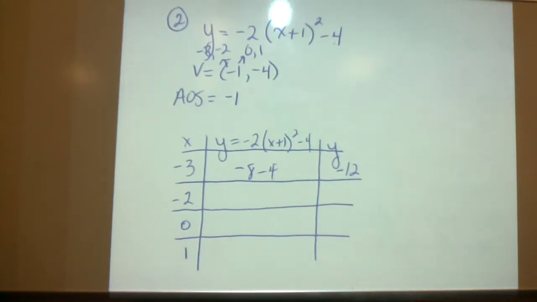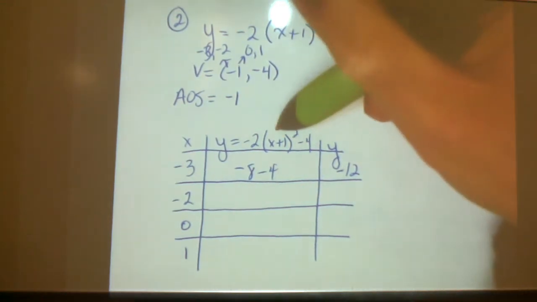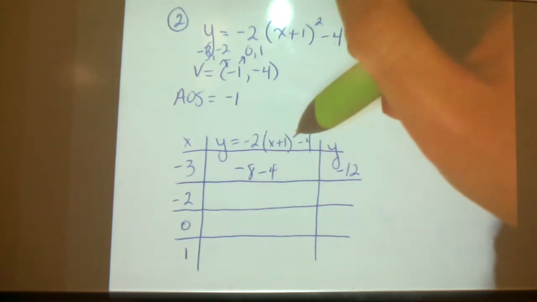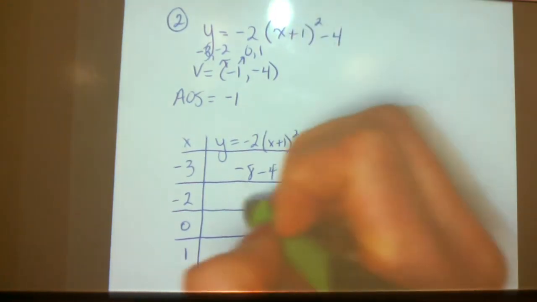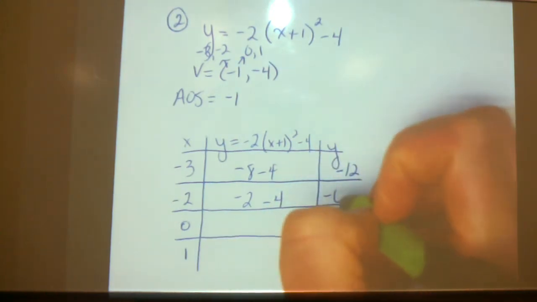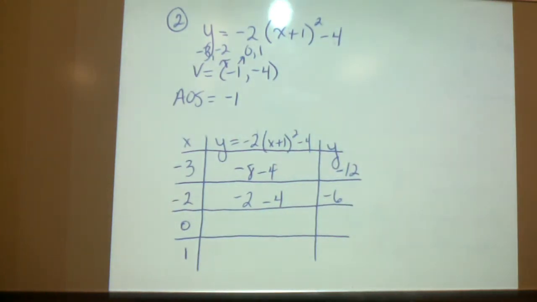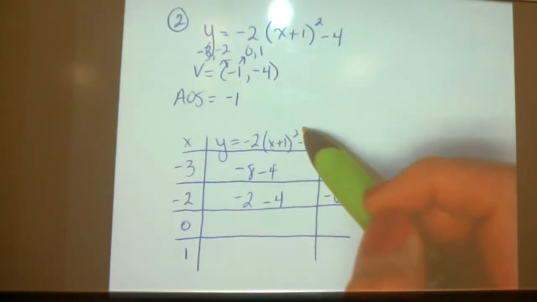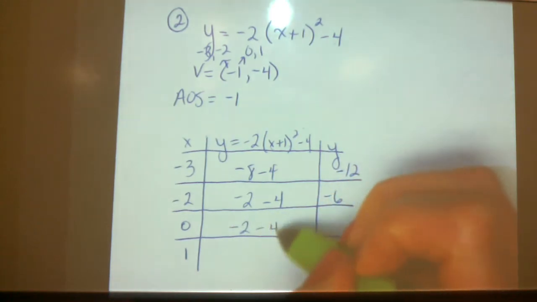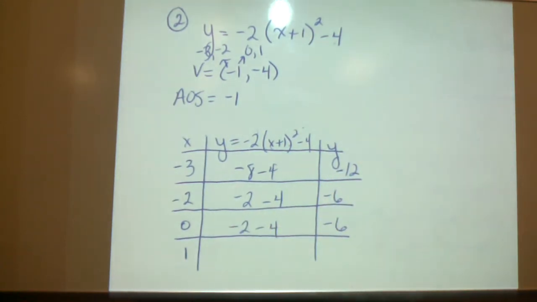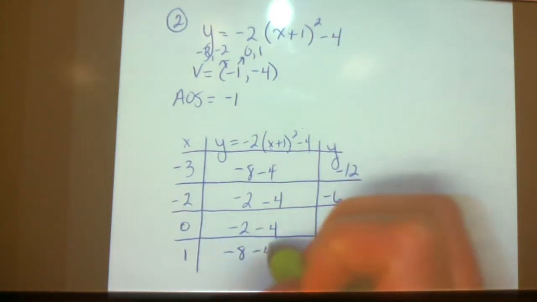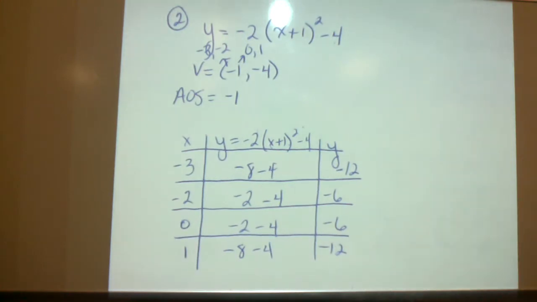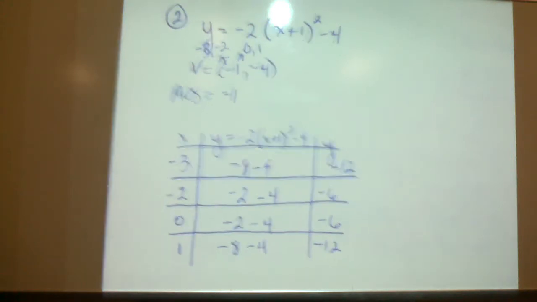Let's substitute in -2. -2 plus 1 is -1. -1 squared is 1. 1 times -2 is -2. Minus 4 gives us -6. Let's substitute in 0. 0 plus 1 is 1. 1 squared is 1. 1 times -2 is -2. Minus 4 is -6. 1 plus 1 is 2. 2 squared is 4. 4 times -2 is -8. Minus 4 is -12. I'm making sure before I graph that my y values are repeating, which they are.